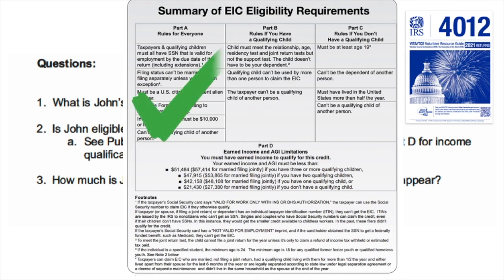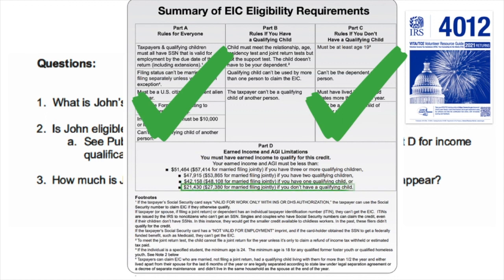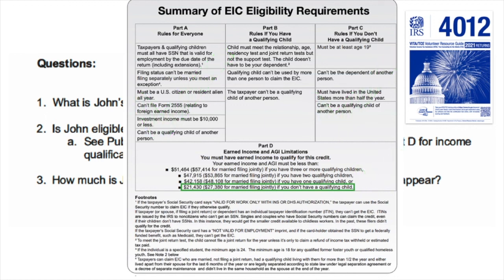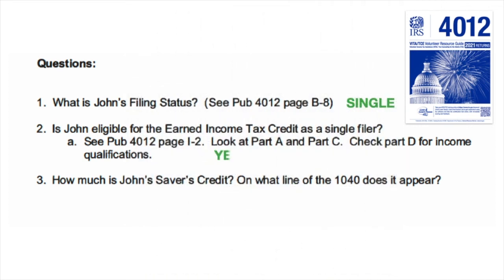So since everything checks out here, let's move to Part C over on the right, which is the rules if you don't have a qualifying child. So he is at least age 19, he cannot be the dependent of another person, he lived in the U.S. all year, and cannot be the qualifying child of another person, so that checks out as well. Let's move on to Part D, the income and AGI limitations. John's earned income is less than the limit for a taxpayer without a qualifying child, so that checks out as well. And this means that ultimately John is eligible for the Earned Income Tax Credit.